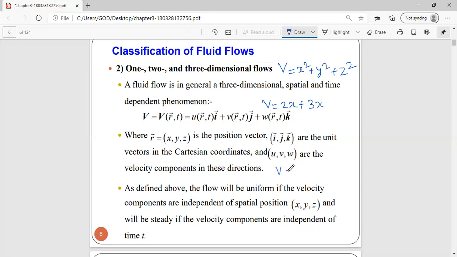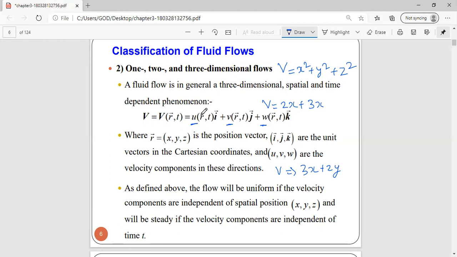If your velocity is varying as 3x plus 2y in two directions, then we call it two-dimensional flow, as simple as it is. Okay, same thing is mentioned. In general, if a three-dimensional equation is written, there is a change in velocity in the u direction, v direction, and w direction. What is the u direction? Along x is u, along y is v, along z is w.